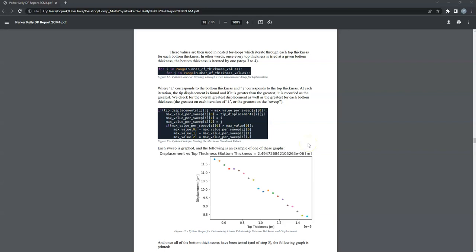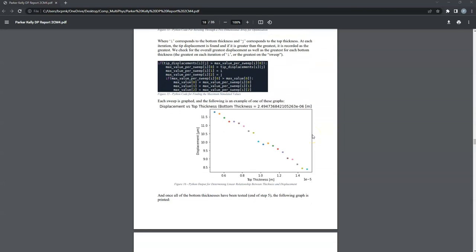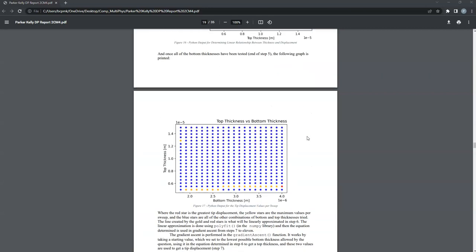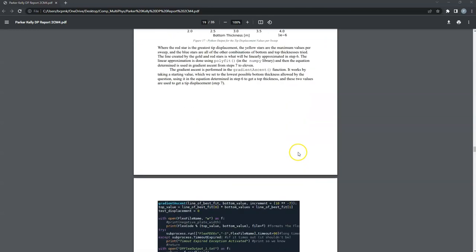After our grid search, we then move to gradient ascent, which goes through iterations over the peak, and it reduces that interval over time until it gets the smallest value, getting as close to the peak as it can, and this was our final output. Which showed our tip displacement was maximized at the highest bottom thickness and lowest top thickness.